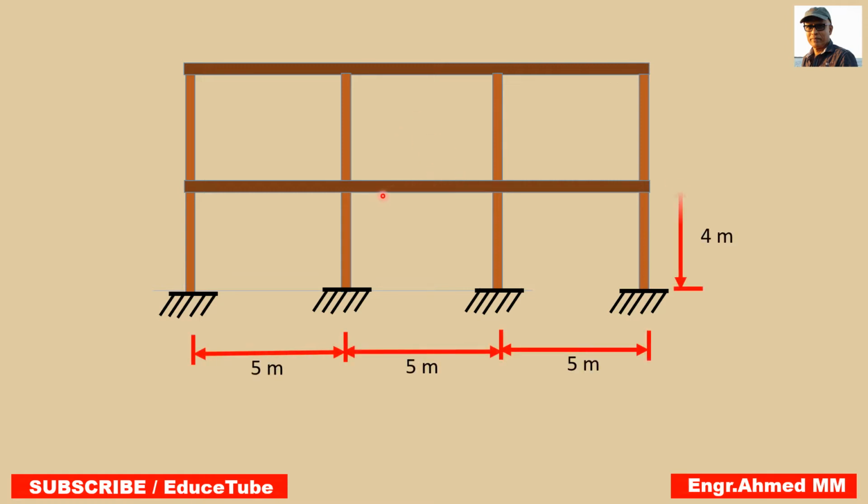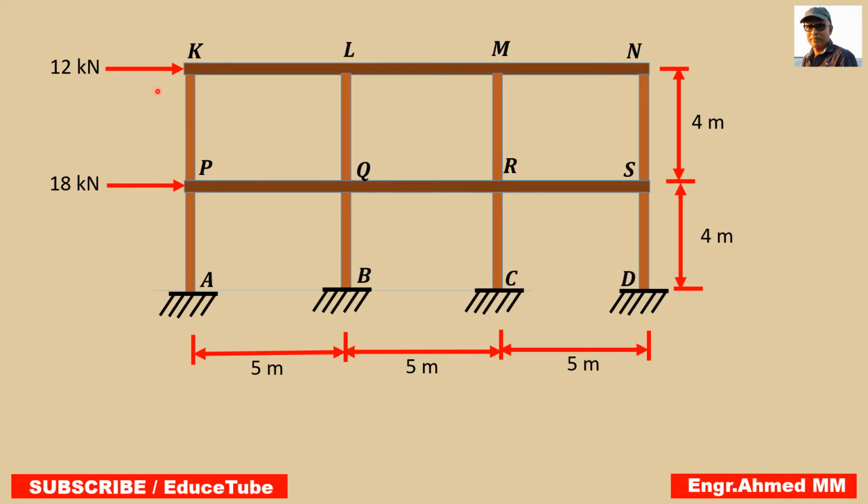Hi everybody. Here I have taken a building frame, and on this building frame two lateral loads are acting. So our target is to determine approximately the reactions and moments at the base of the columns at points A, B, C and D. And to do this, we will use the portal method of analysis.